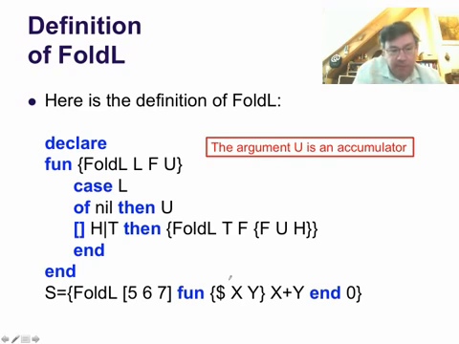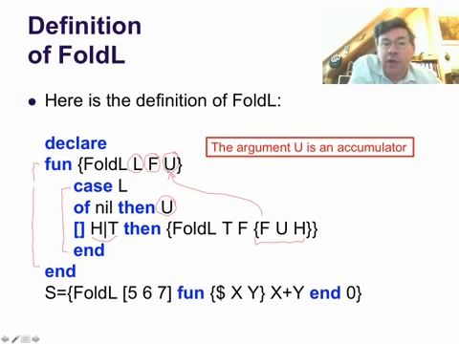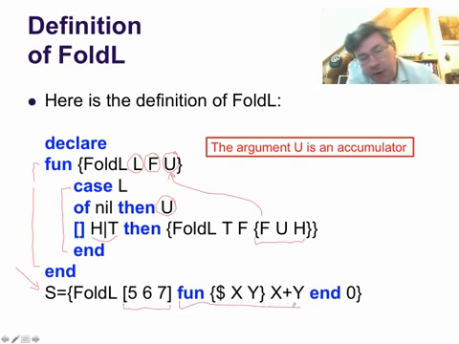So here's the definition of foldL. It takes a list argument, a function argument, and an initial value argument. It's simply going to do a case. At the end, it returns u, and for each element, it will do f of u, h, and then it will continue. So the argument u is the accumulator, and here, for example, is a way to call it for doing the sum of the elements of the list. So the list 5, 6, 7, an anonymous function that does x plus y, and initial value 0, and this will return the sum of the elements of the list, which in this case will be 18.